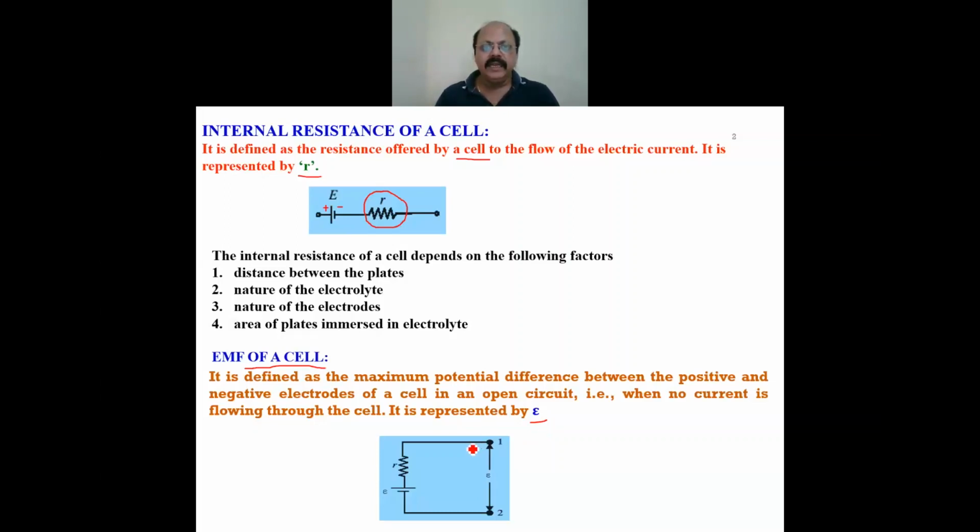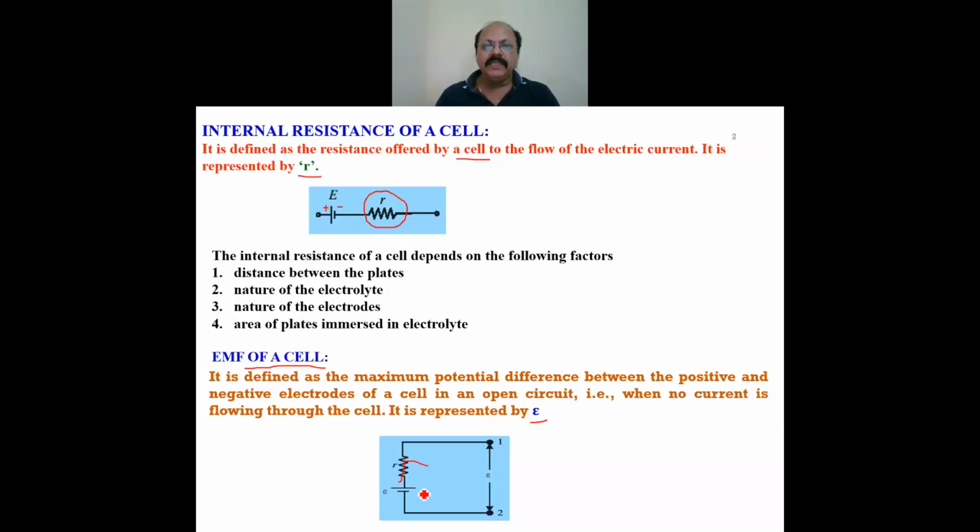You see here in the diagram, this is a cell and this one is the internal resistance, and these are the two points which are at present open, meaning no external resistance is connected here. So this is an open circuit, meaning there is no current flowing through this cell. In that condition, the maximum potential difference between the positive and negative electrode of the cell is known as EMF of a cell.